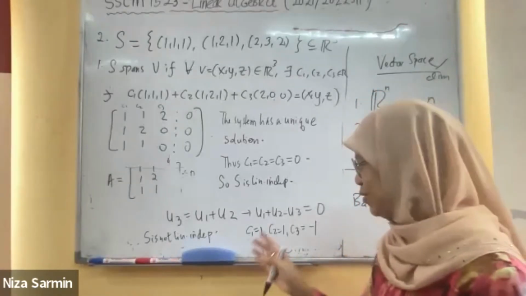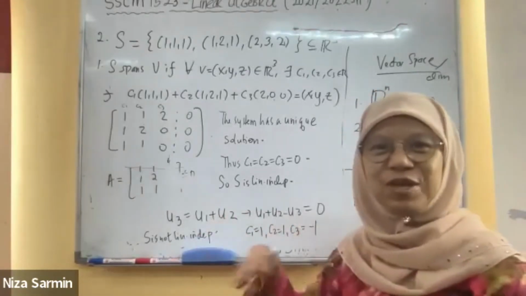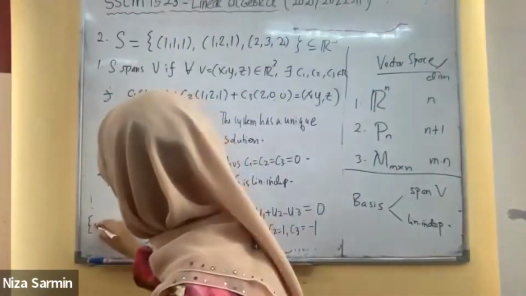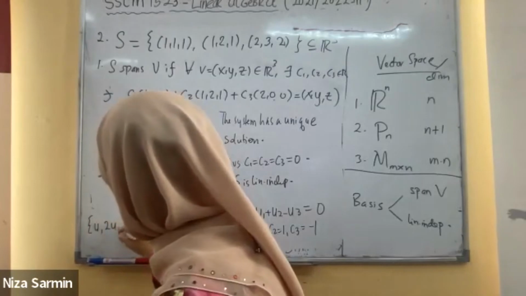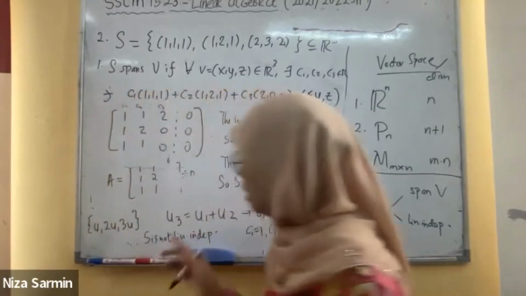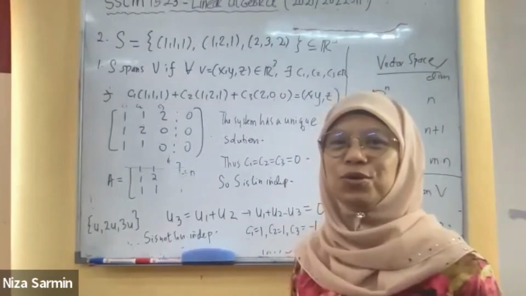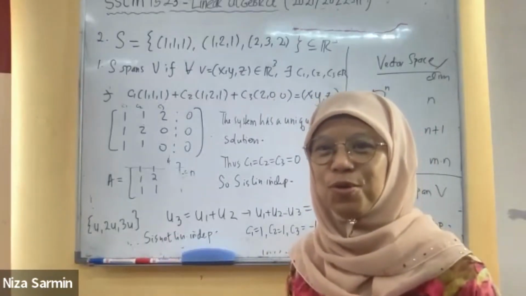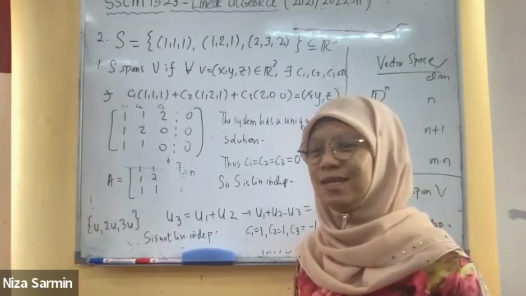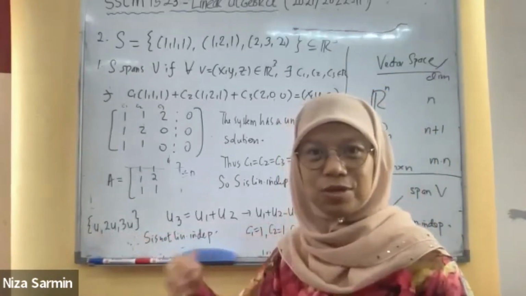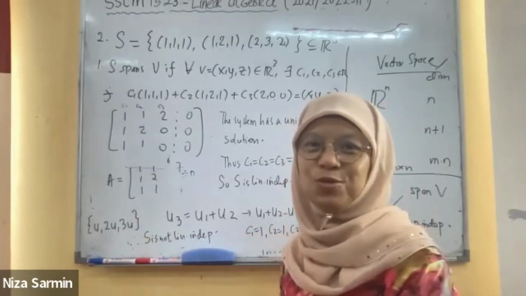I'm just showing you, sometimes they give it not in terms of numbers, but you are given something. What if I give you this? Can you show that this is linearly dependent? Aduh, macam mana nak tunjuk ni, tak ada nombor. Then you can write, this is this plus this, right? So it's equal to 0. So C1, C2, C3.